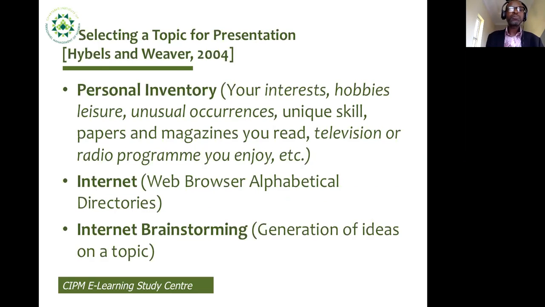And also there is something by Ibel and Weaver in 2004. They gave a guide for how you can select a topic. One of the guides they gave is that from your personal inventory, which has to do with your hobbies, your interests, your leisure, unusual occurrences, your unique skills, and all that, topical issues. They said also you can check the internet. I've told you, for instance, the trending hashtag is from the internet. You can get topical issues from there.